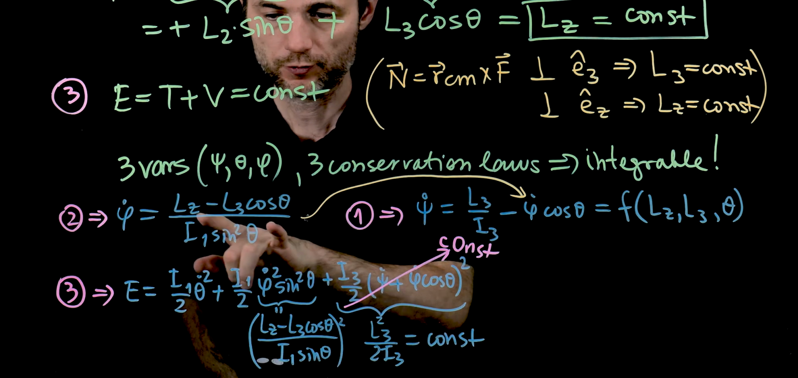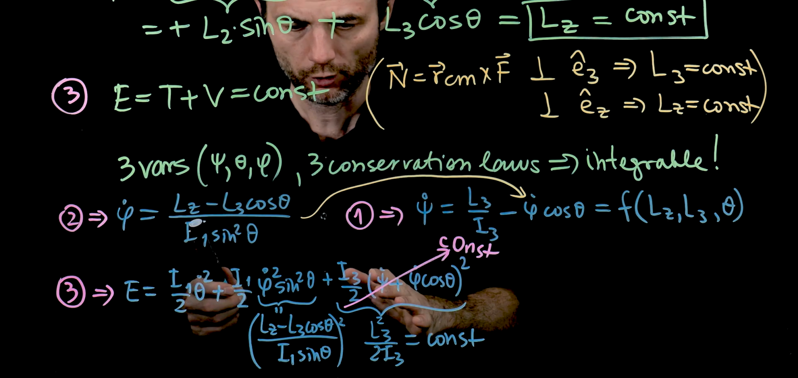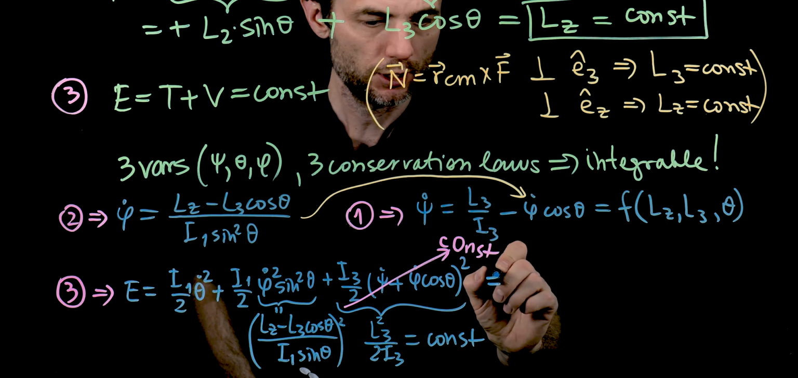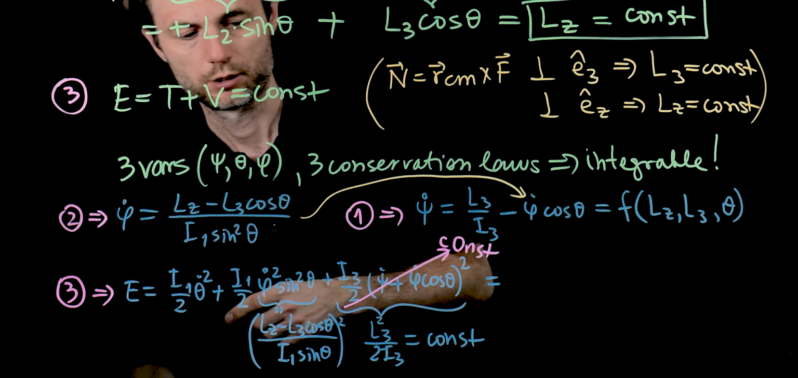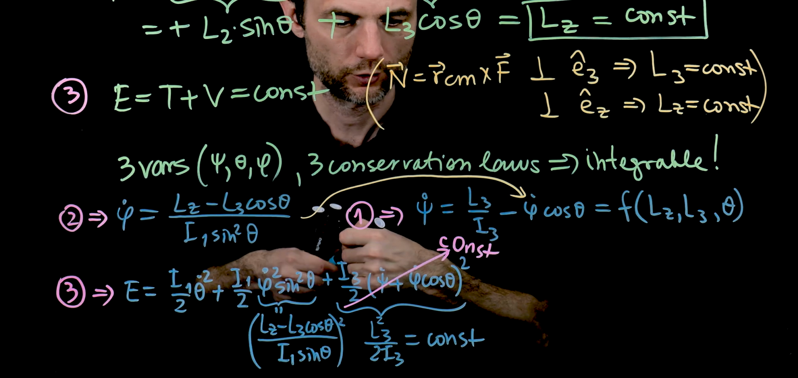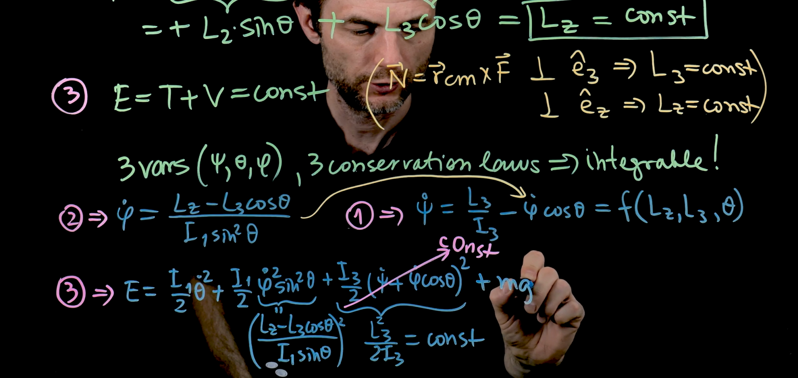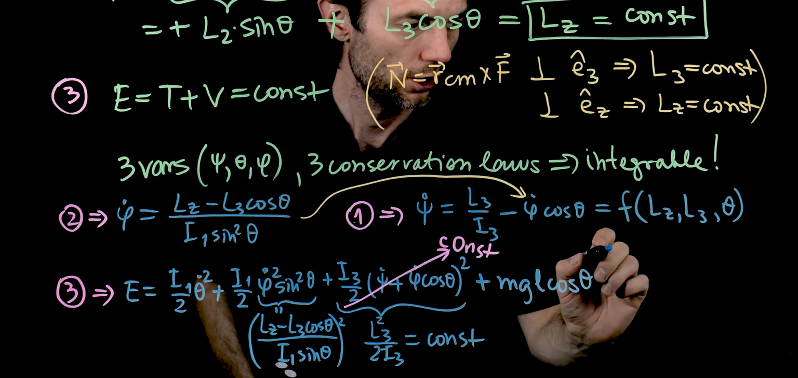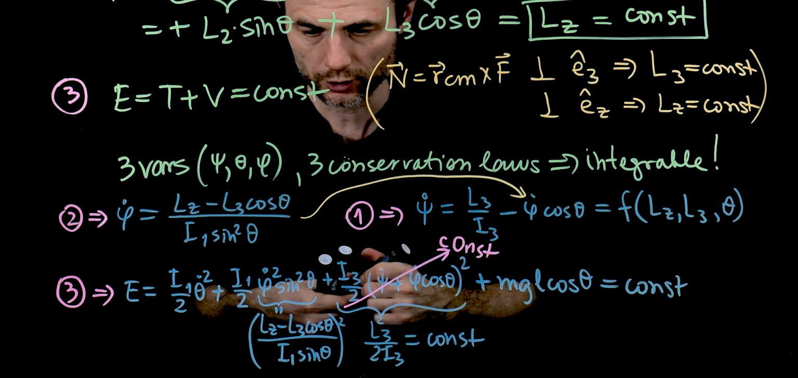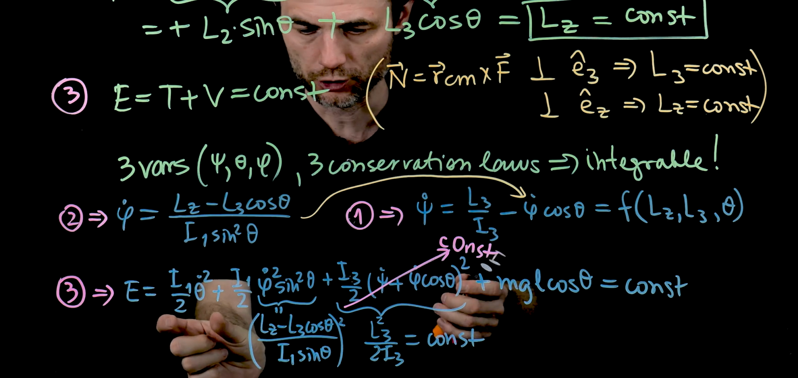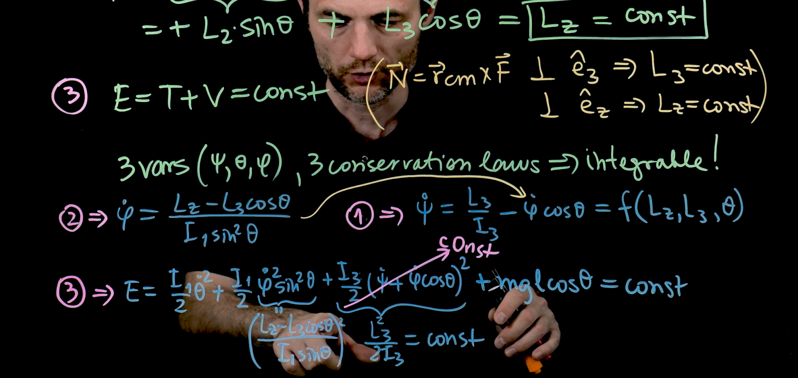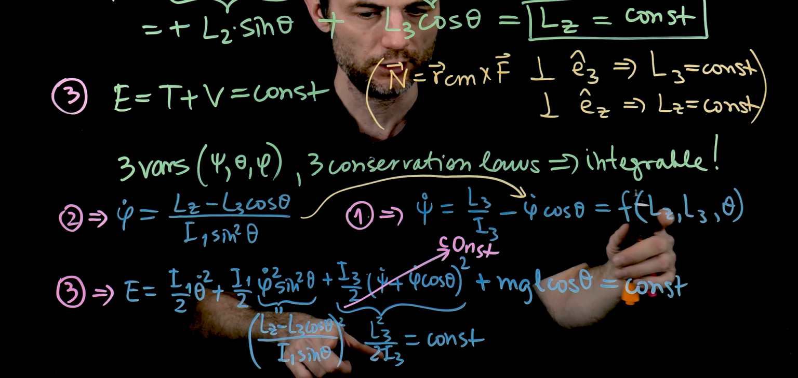So this is coming from right here. Therefore, you can see that our total energy, and of course we need to add the potential energy, all of that is equal to a constant. So what you can see is that we have a kinetic energy term plus something else that only depends on Lz, L3, and theta.